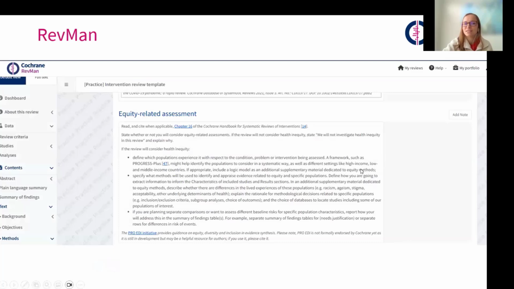And the newest is that in RevMan, there's now a section that you have to report on called equity-related assessment. So what we're going to talk to you about today is how to fill in this section of your review and also how to carry that throughout the whole review. So next one.